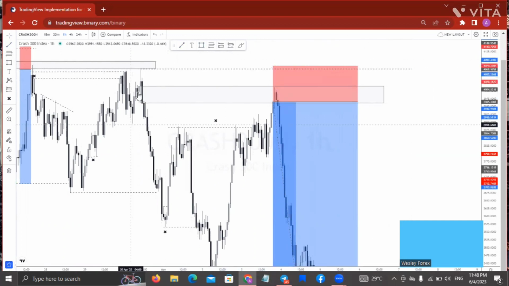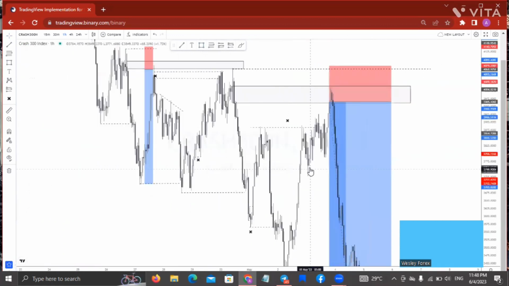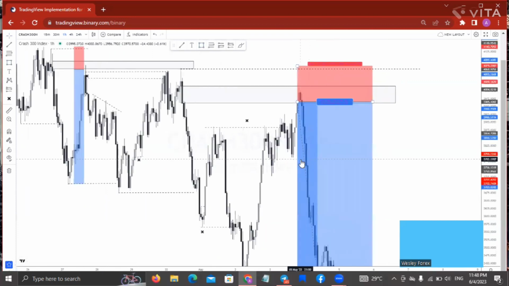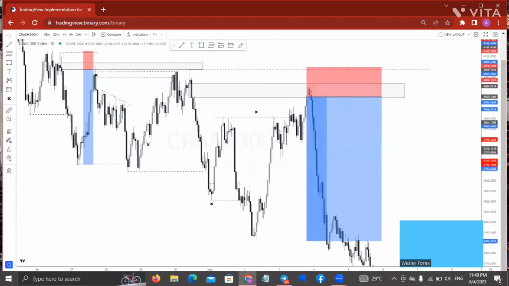If price eventually breaks this high, then most likely something else will actually happen in the market. So you should learn to place your stop losses at invalidation areas. Now, the next way you can actually exit your trade is possibly hitting take profits.